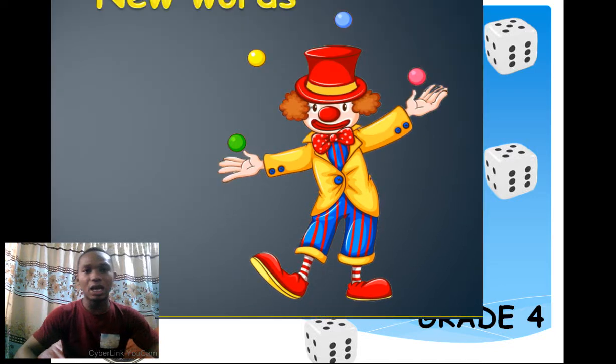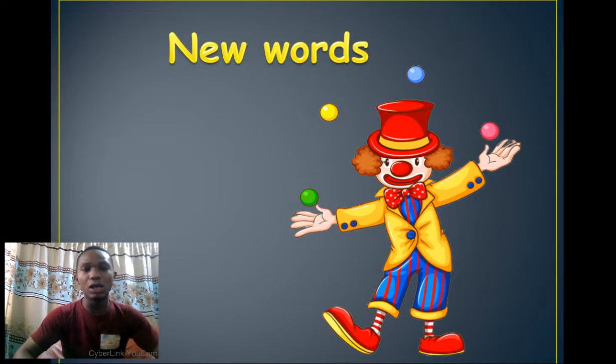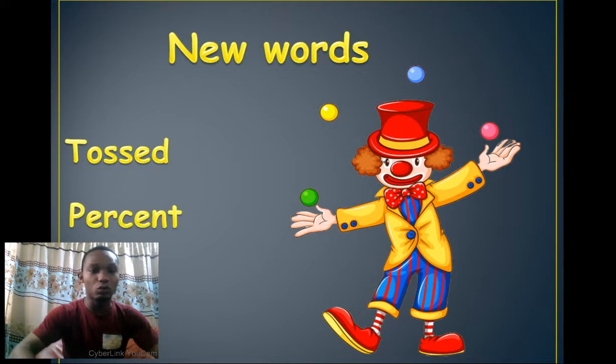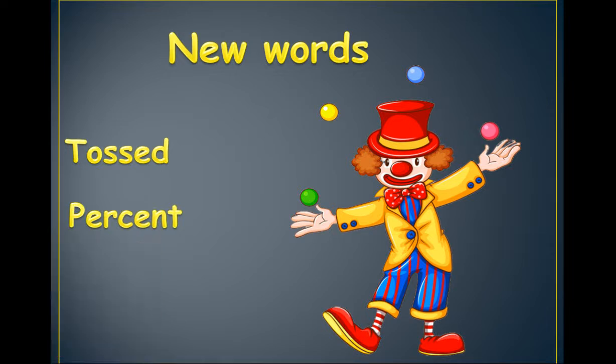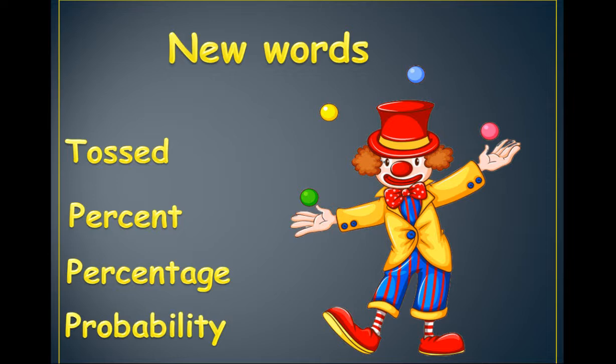Now we have some new words for you. I'll need you to look up these words in your dictionary. The first one is tossed. Can you see the word? Wonderful. Tossed. The second one is percent. Can you say that word? Good. Percent. We have another one which is percentage. Percentage. And the last one is probability. Can you say that? All right.